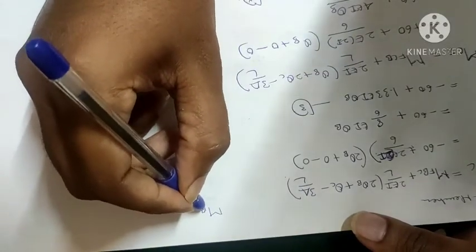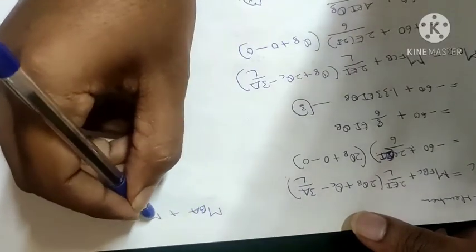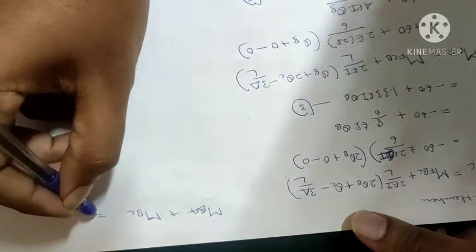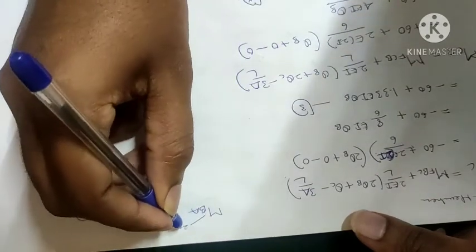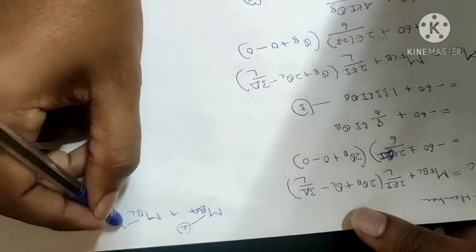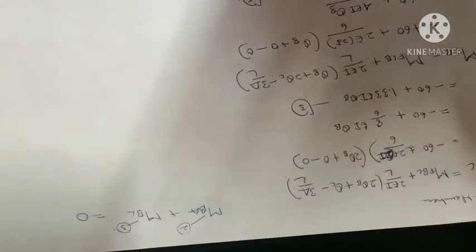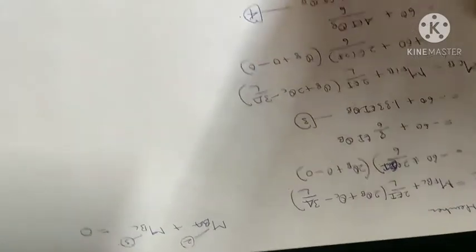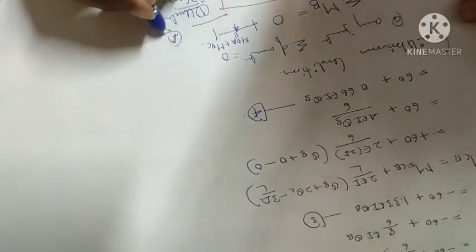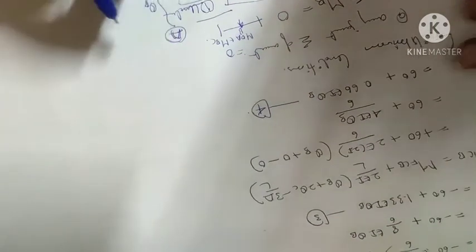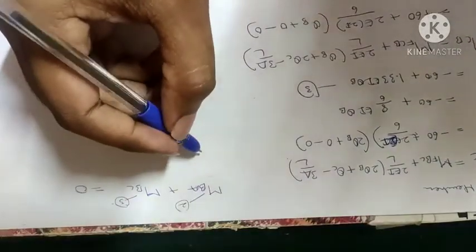So what is MBA plus MBC? It is equal to 0. MBA you will get in equation 2, and MBC you will get in equation 3 from the slope deflection equations. We will name this equation A. Okay, what is the second equation?